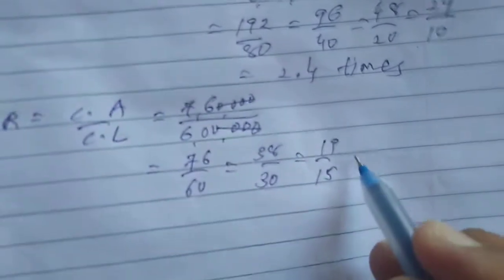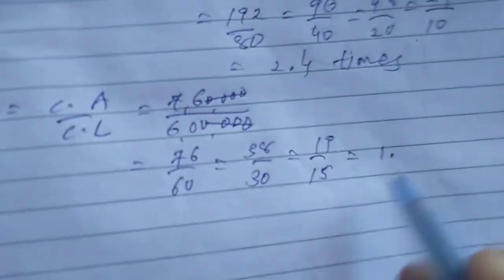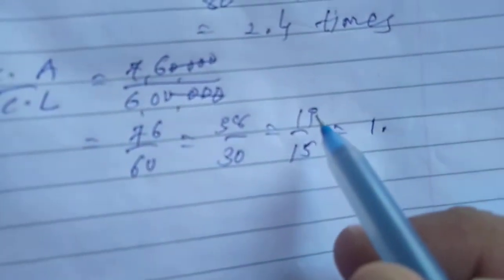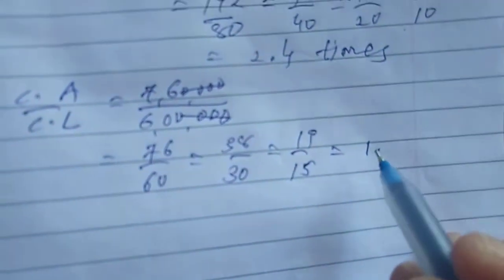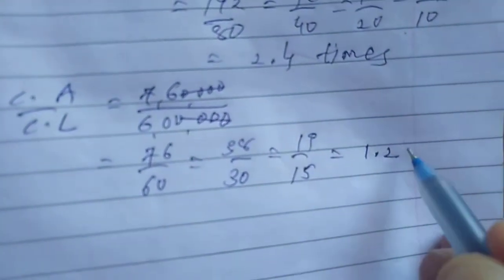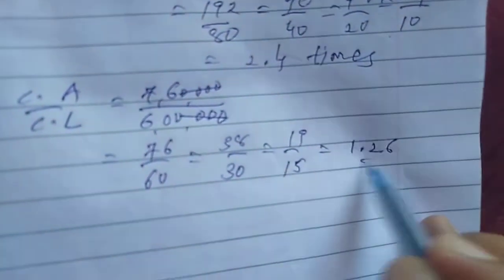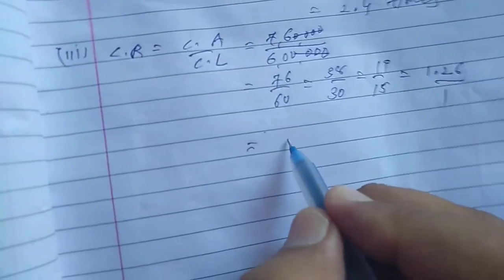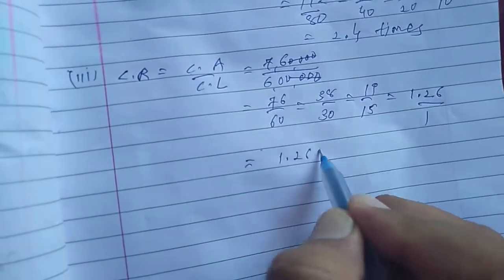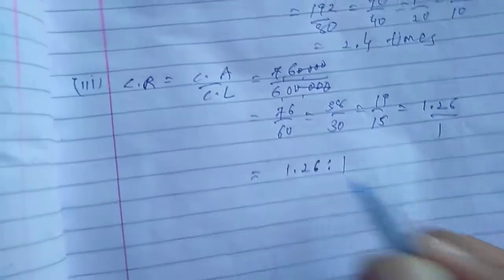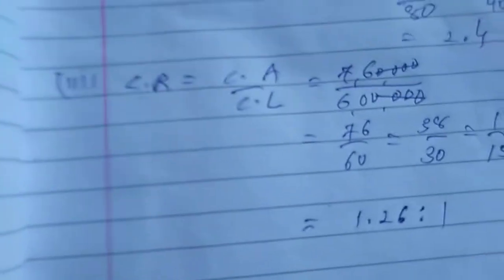So 19 divided by 15. 15 ones are 15, here 4, so 40, 40. Again 15 twos are 30, 10. 15 sixes are 90. So 1.26 upon 1. So current ratio is equal to current asset upon current liability: 1.26 is to 1. This is the current ratio.